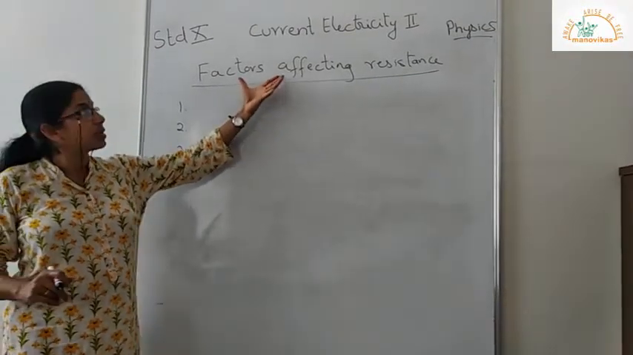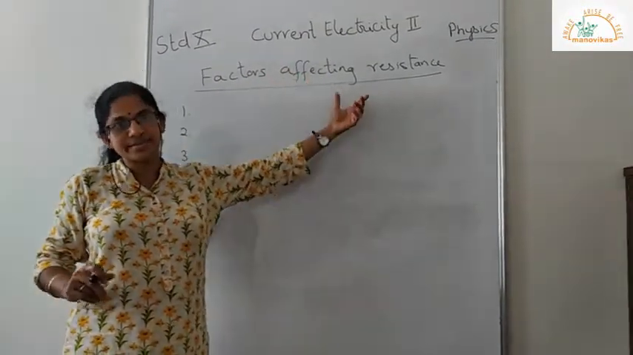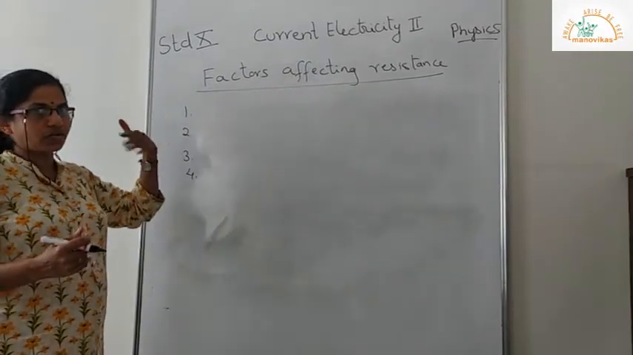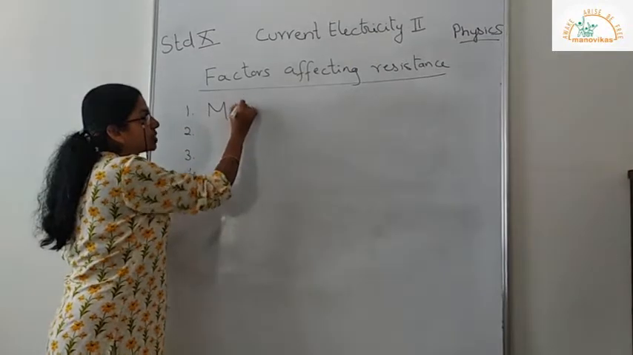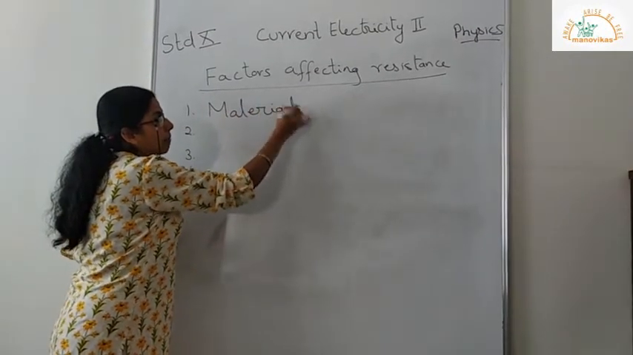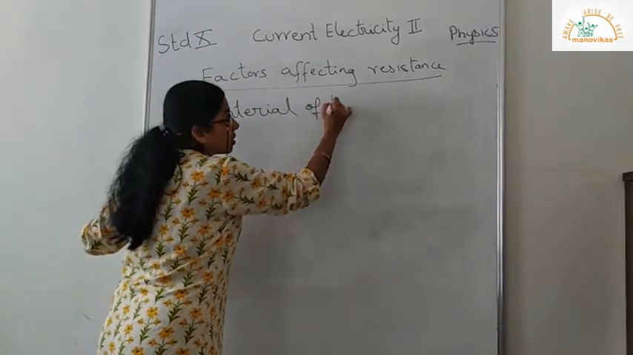Okay. Now we learn about the factors affecting resistance. What are the factors? The first factor is the material of the wire that is being used.